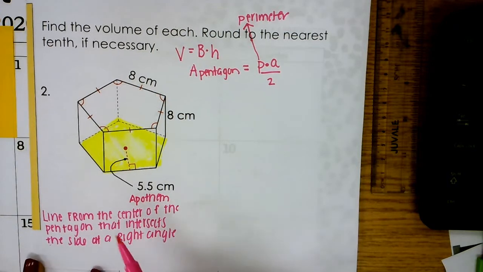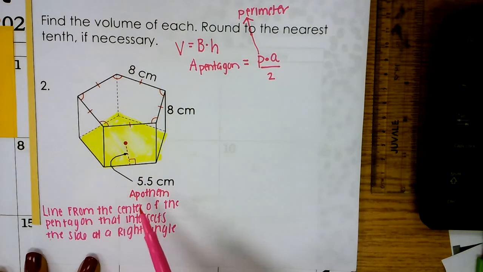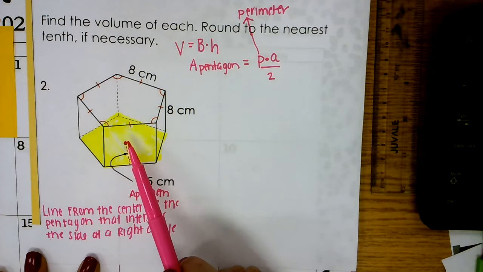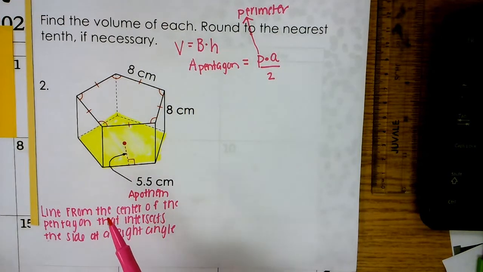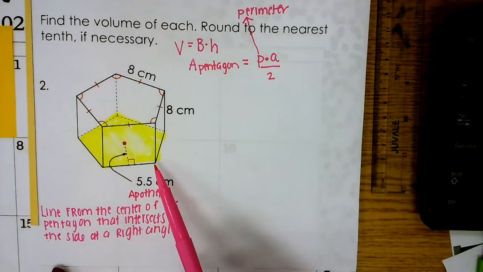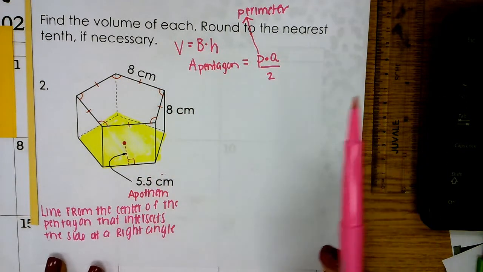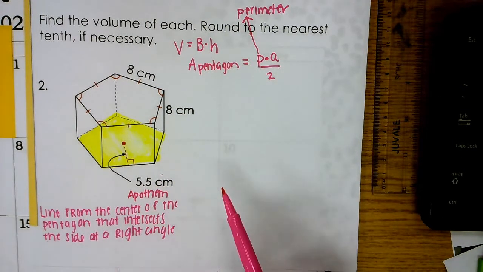I have a definition down here. It is the line from the center of the pentagon, so this circle here shows the center of the pentagon, that intersects the side at a right angle. So here, our value for that A in our formula up there is 5.5.